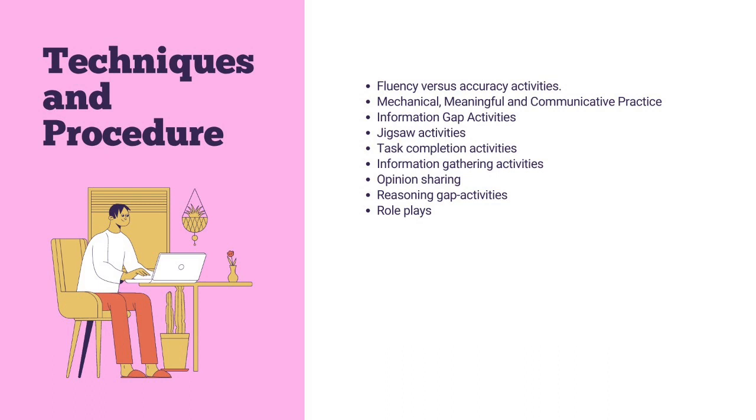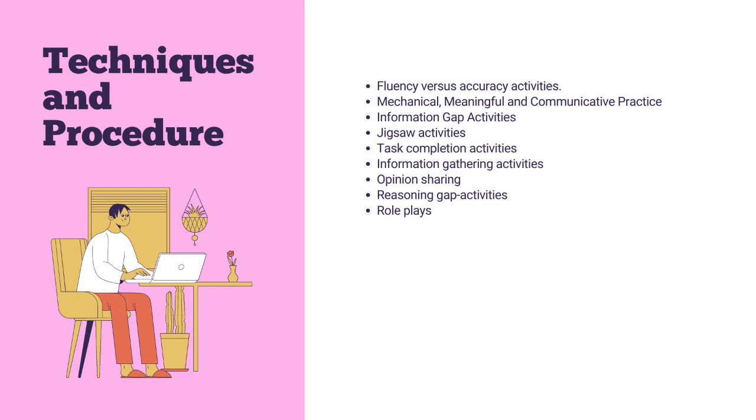And number two is mechanical, meaningful, and communicative practice. At the time of learning in the classroom, experts recommend that those three kinds of activities be conducted after a brief grammatical explanation, in the order of mechanical, meaningful, communicative practice. And the third is information gap activities. This activity is derived from the real fact that people often ask for information from other people which they do not have. And this activity is usually facilitated by the use of media such as a list, picture, or series of pictures.